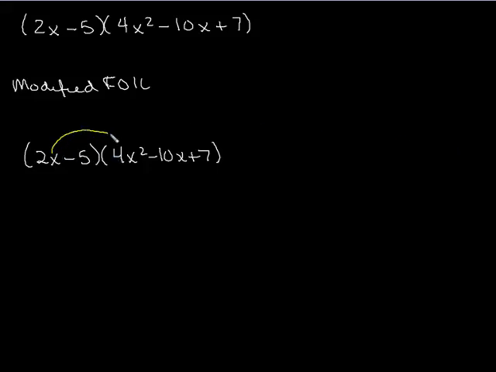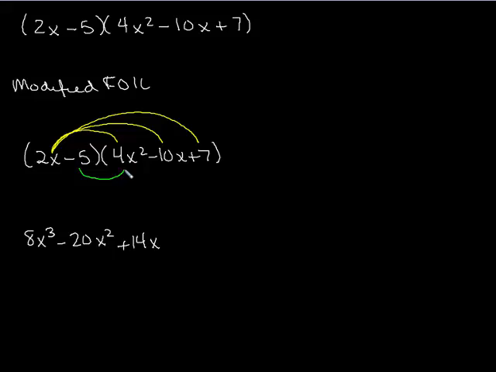So I'll do 2x times 4x squared, which gives me 8x to the third. Then 2x times negative 10x, which gives me negative 20x squared. Then 2x times 7, which gives me 14x. Then negative 5 times 4x squared, which gives me negative 20x squared. Negative 5 times negative 10x, which gives me 50x. And then finally, negative 5 times 7, which gives me negative 35.